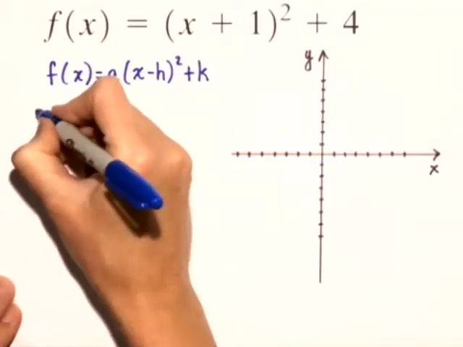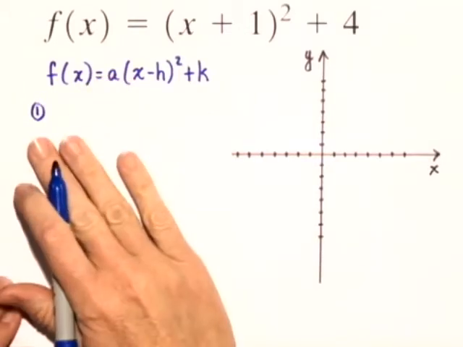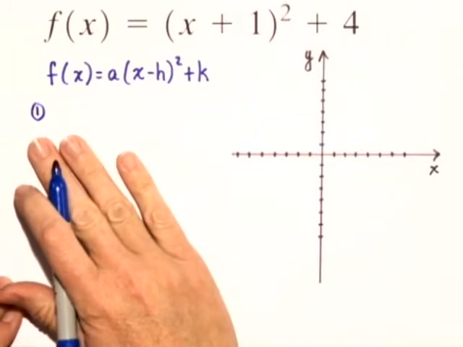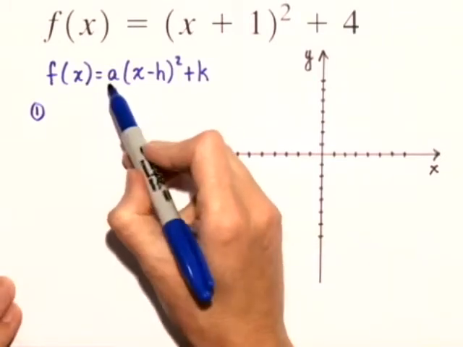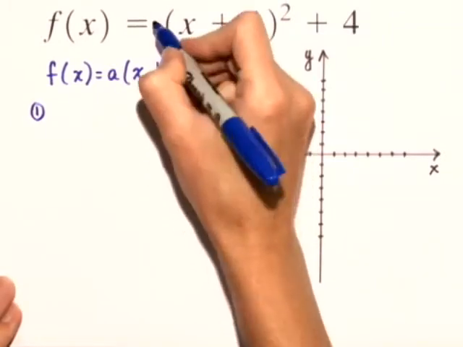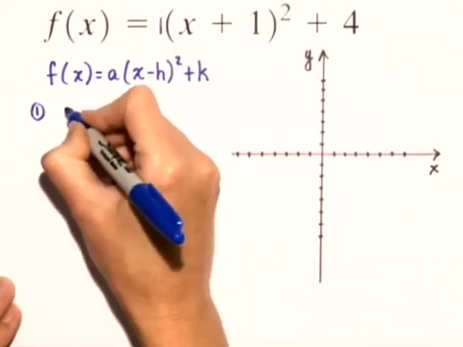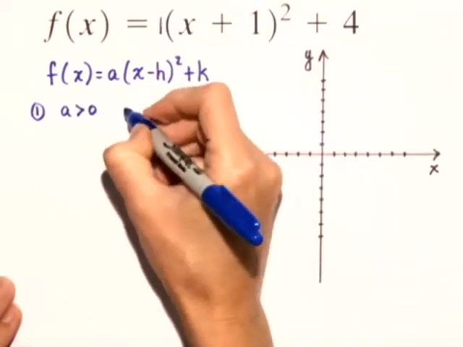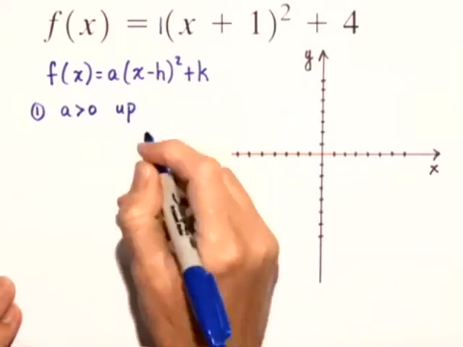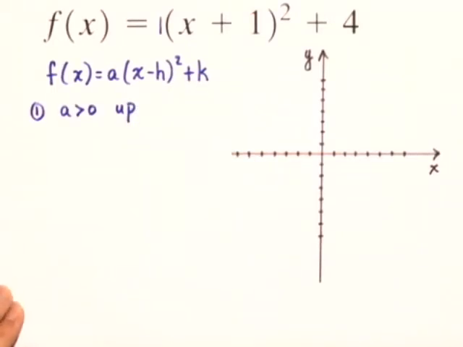So first, let's determine whether this parabola opens up or down. Since our a is really a 1, which is positive, since a is greater than 0, we know that this quadratic function, or parabola, opens up.